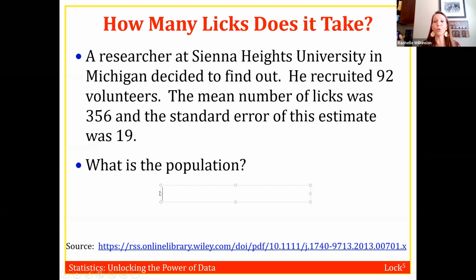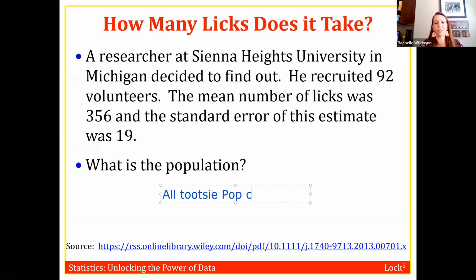All right, so who are we measuring on? We measured these 92 volunteers, but they're representative of, or trying to represent, the whole population of humans, or Tootsie Pop consumers, all people who eat Tootsie Pops. I think those are all good ones. So I'd say that the population, I'm going to call it all Tootsie Pop consumers. Okay, so my population is all Tootsie Pop consumers.